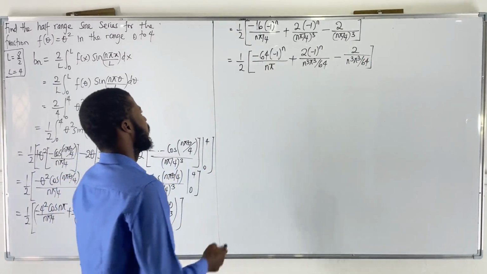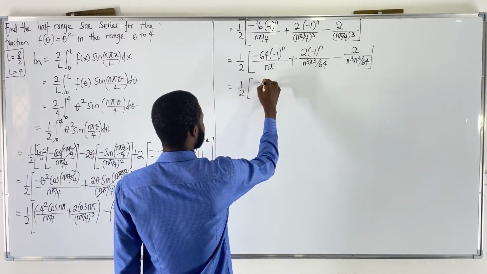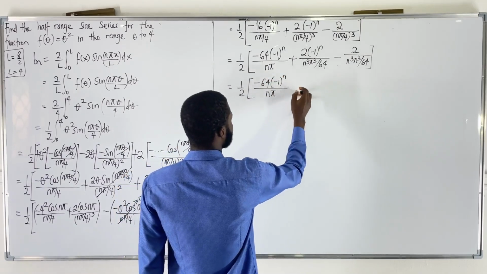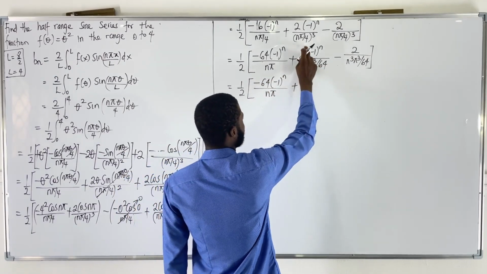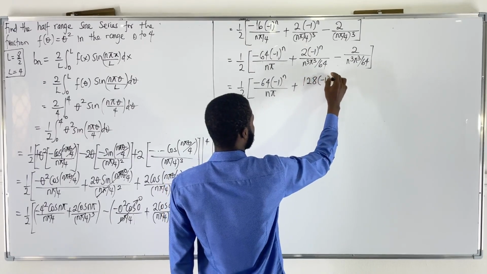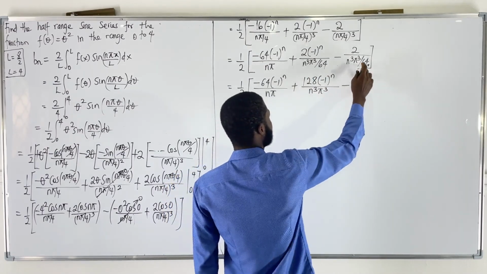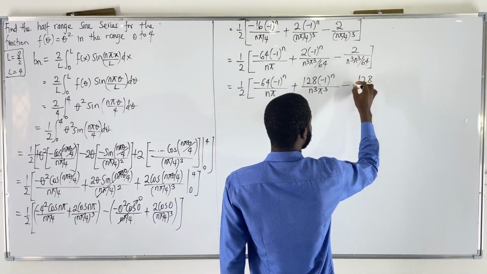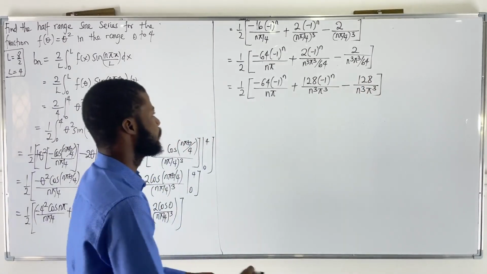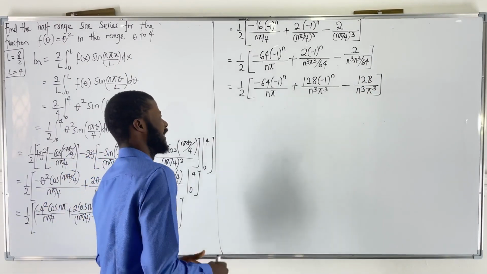Okay, so this is 1 over 2 into minus 64 minus 1 to the n over n pi plus, this 64 can come to the top. So 64 times 2 will give us 128. So that's 128 into minus 1 to the n divided by n cubed pi cubed. And then minus, same thing happens here. This will be 128 divided by n cubed pi cubed. Okay. This is looking very fine in a way.